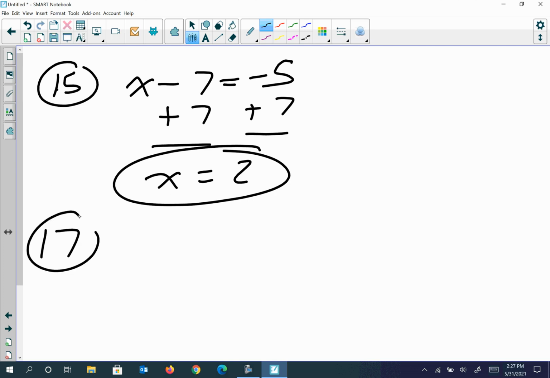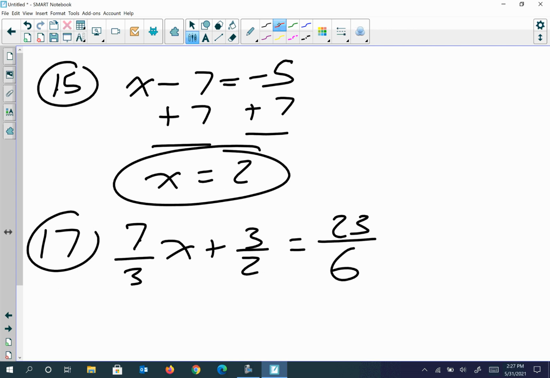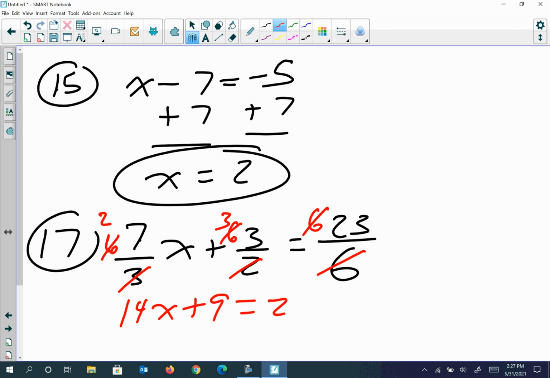17. Solve the following. Oops, I made a mistake. Let's erase that. 7 over 3x plus 3 over 2 equals 23 over 6. Okay, so we want to clear the denominator. So 3, 2, and 6 all go into 6. Some of you might have said 18 or 12, and you'd still get the right answer. It's just you'd be dealing with bigger numbers, but it would still reduce down. 3 goes in 6 twice. 2 times 7 is 14, so I get 14x. 2 goes in there 3 times, plus 9, because 3 times 3. 6 cancels out, so I get 23.